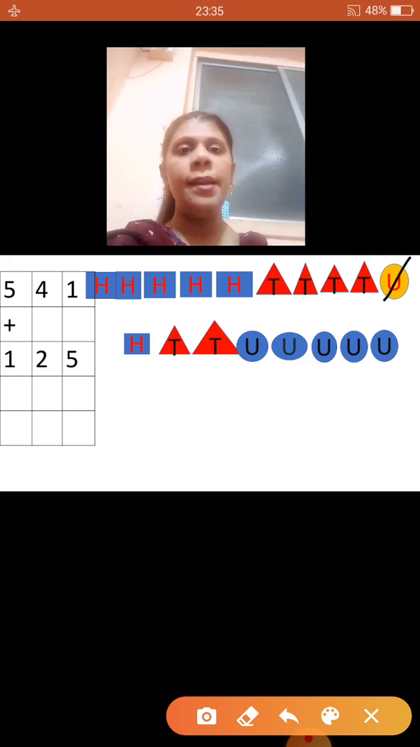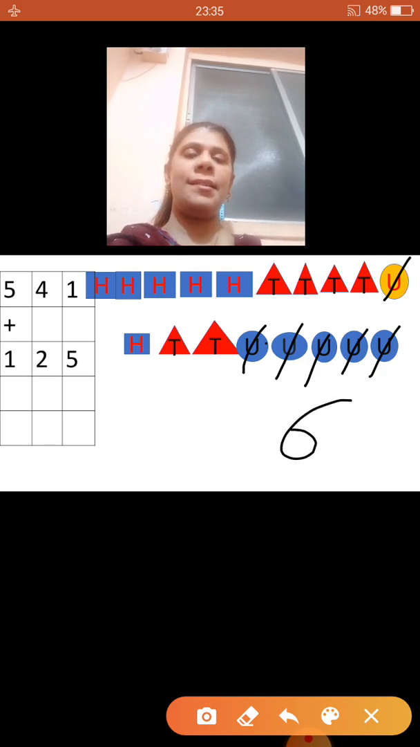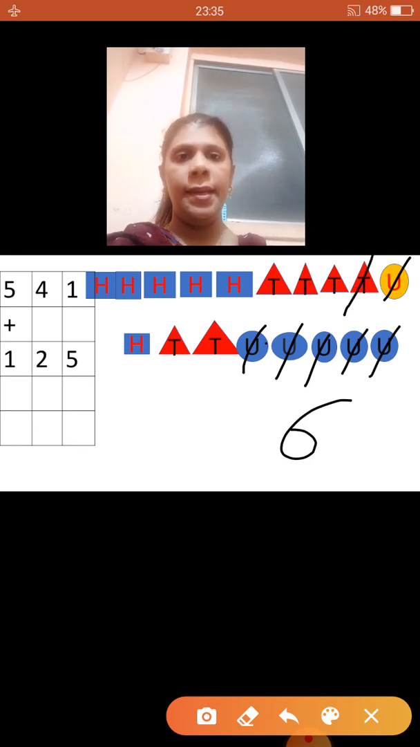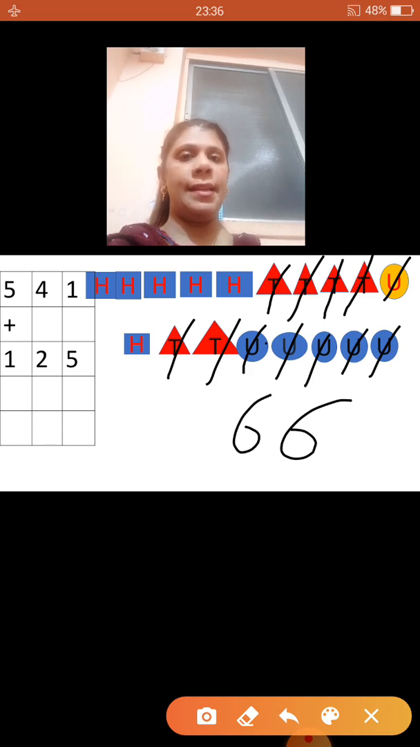See, 1, 2, 3, 4, 5 and 6. So 1 plus 5 is how much? 6. Okay. Now tens. How many tens? Count and tell me. 1, 2, 3, 4, 5 and 6. So again we are getting 6.